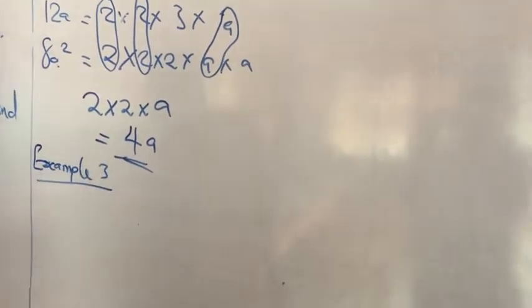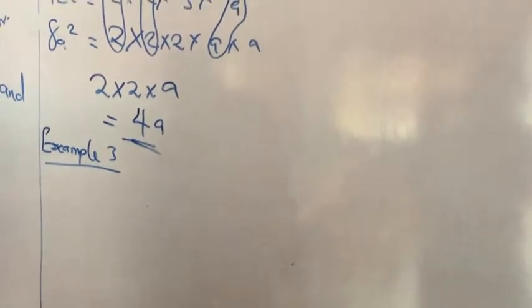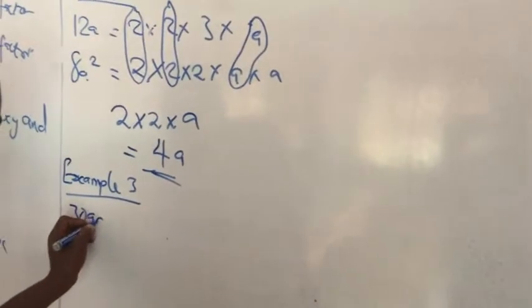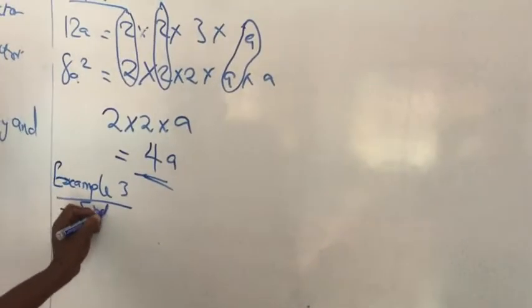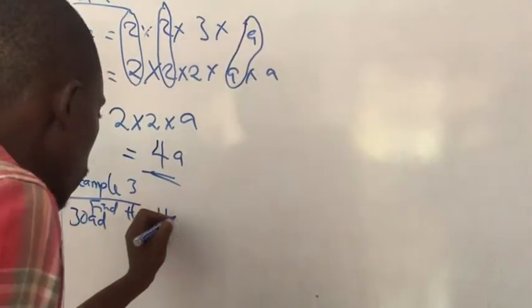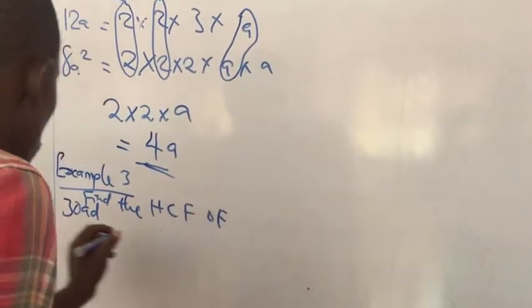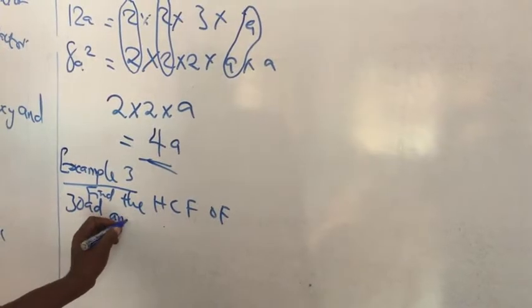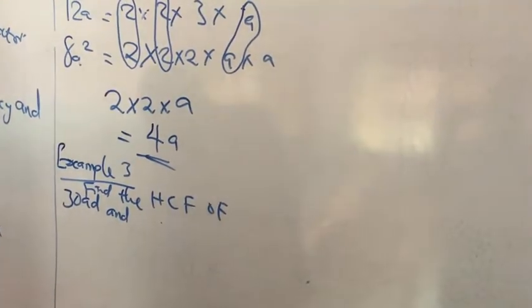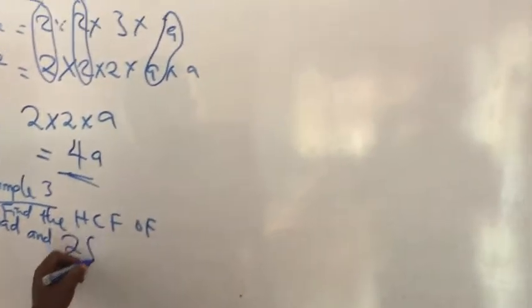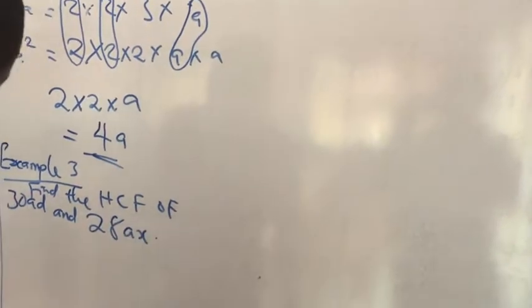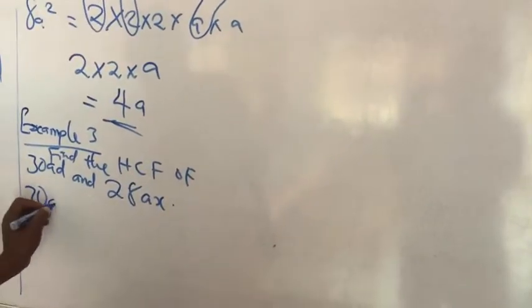Example 3. Now, we have 30AD. Find the HCF of 30AD and 28AX.